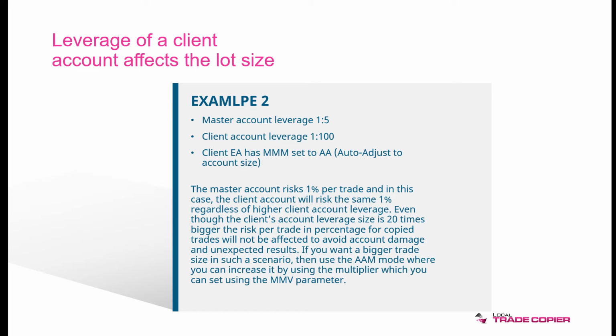If you want a bigger trade size in such a scenario, then just use the AAM mode, where you can increase it by using the multiplier, which you can set by using the MMV parameter. So in this case, you would just set MMV to 20 and it will affect the lot size, making it 20 times bigger, if that's what you want.